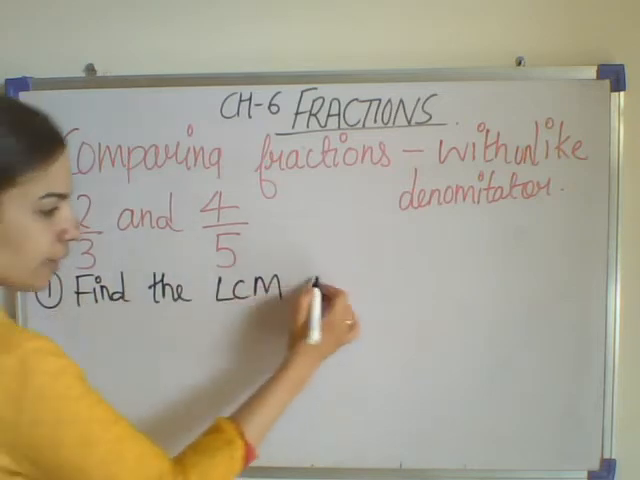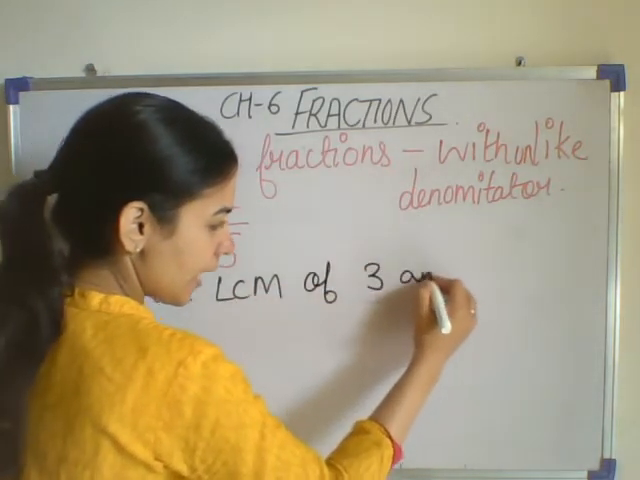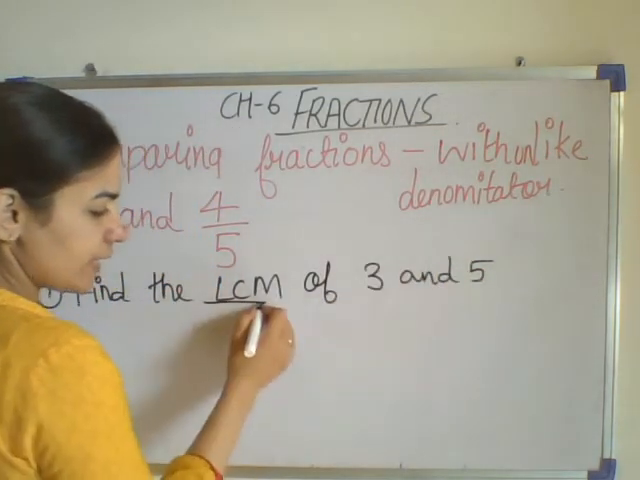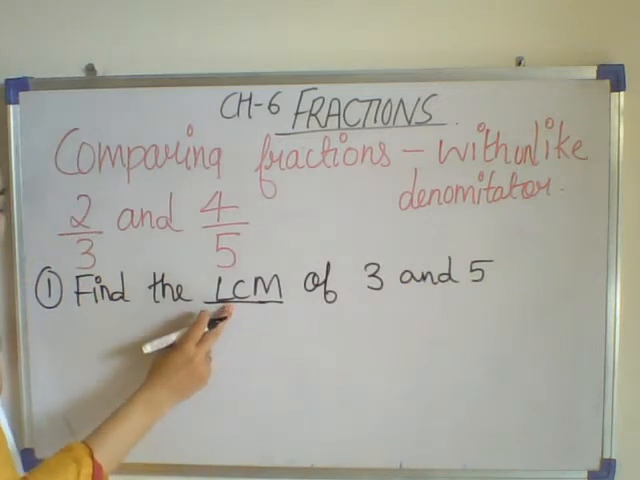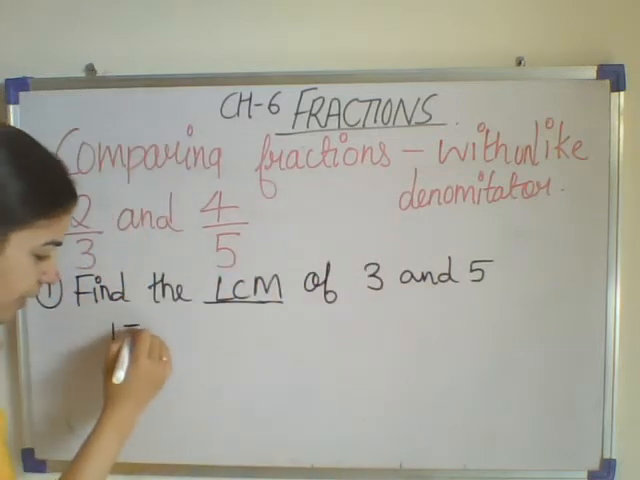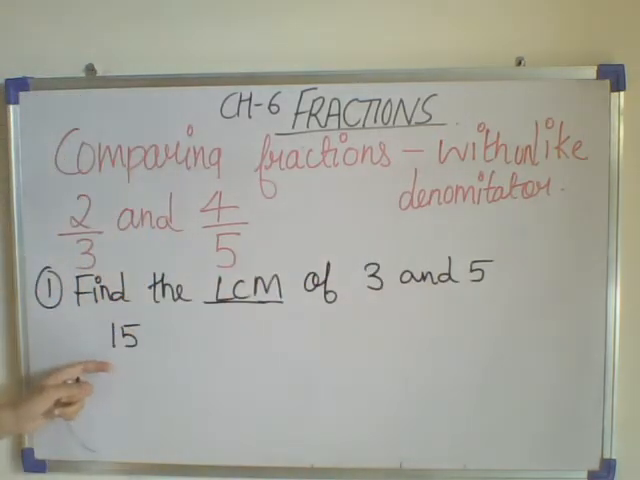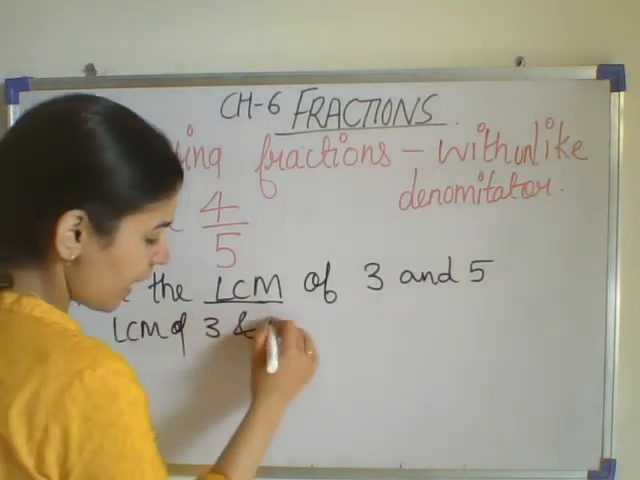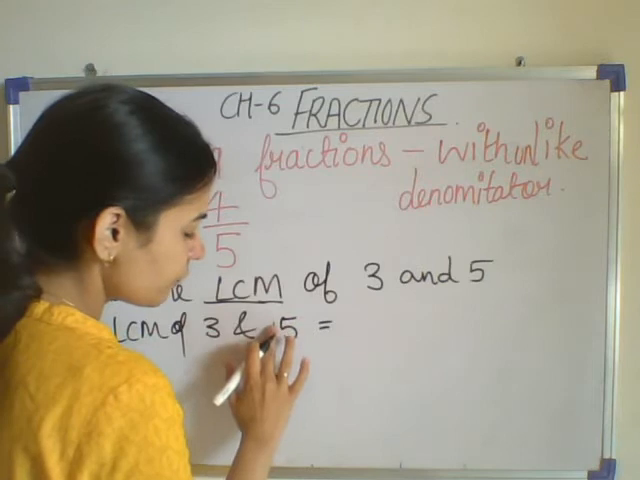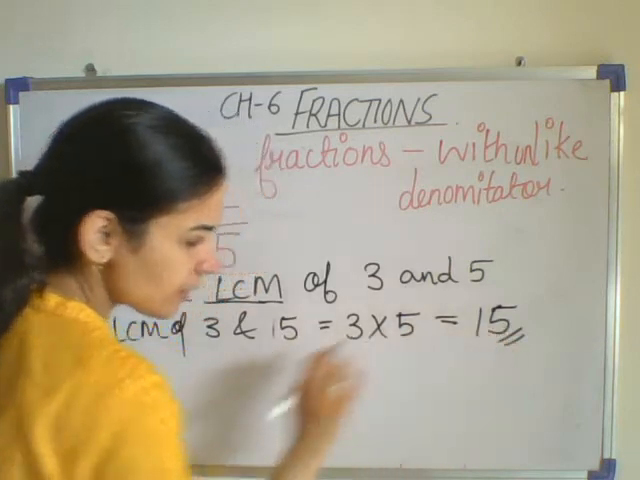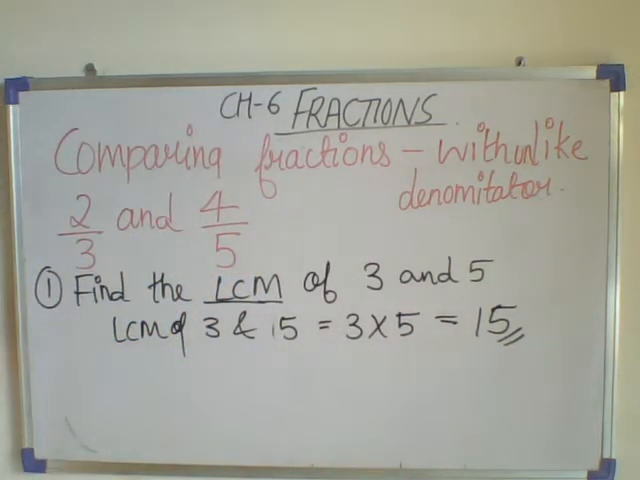So find the LCM of 3 and 5. We have done LCM in the previous chapter, how to find it. The LCM of 3 and 5 will be 15. How will it be 15? Because the LCM of 3 and 5 is 3 multiplied by 5. So 3 fives are 15. The LCM of these numbers is 15.